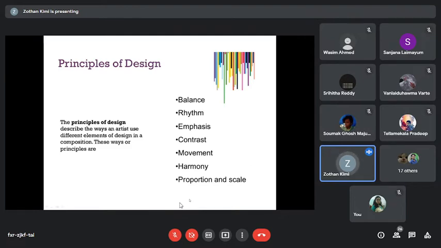There are seven principles: balance, rhythm, emphasis, contrast, movement, harmony, and lastly proportion and scale. We will describe each principle one by one as we go along. Tell me when I speak very fast, so you can always tell me if you're not getting it. All right, so let's move ahead.